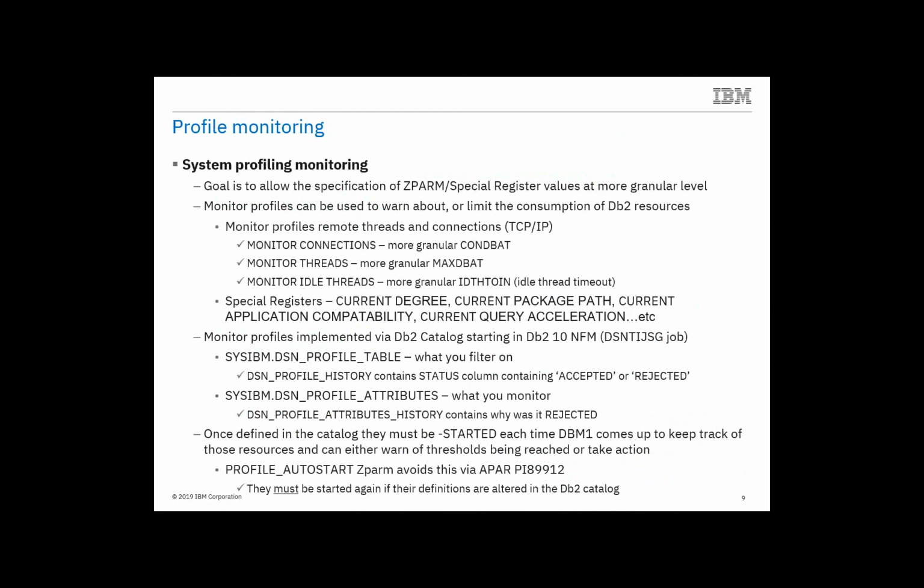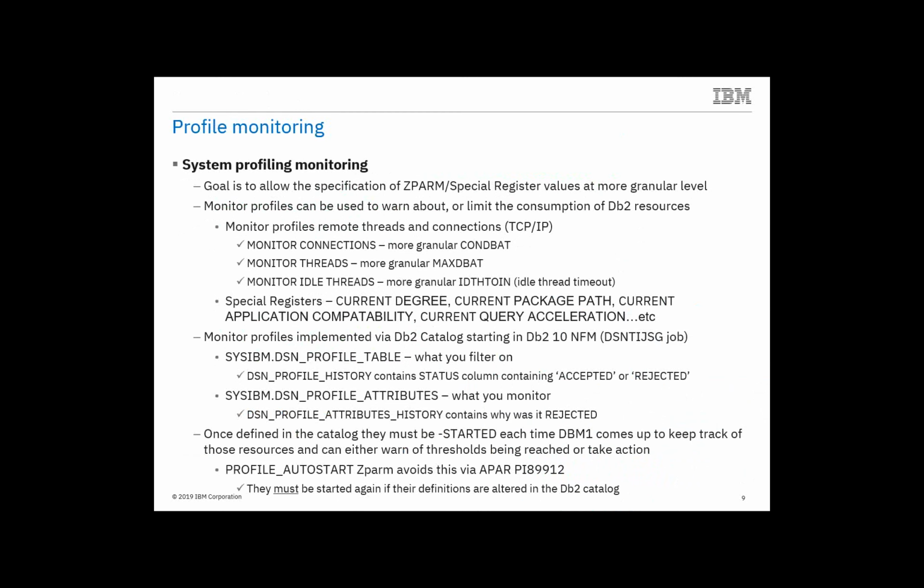So in the catalog, these profile tables, there's 4 of them. There's the profile table, which is basically who you're profiling against, who you're filtering on to manage. The attributes is what you're monitoring, threads, connections, idle thread timeout, and the special registers. And then you got a history table associated with each one. And the history just basically tells you whether it was accepted or rejected, and then the reasons why. So when you do this, these are just inserts into these tables in Db2 that you do, and you go back and check the table in the history to see if what you put in was accepted by Db2.